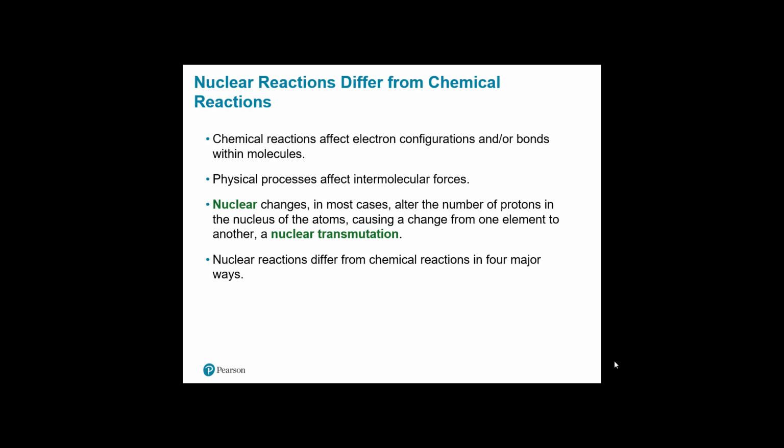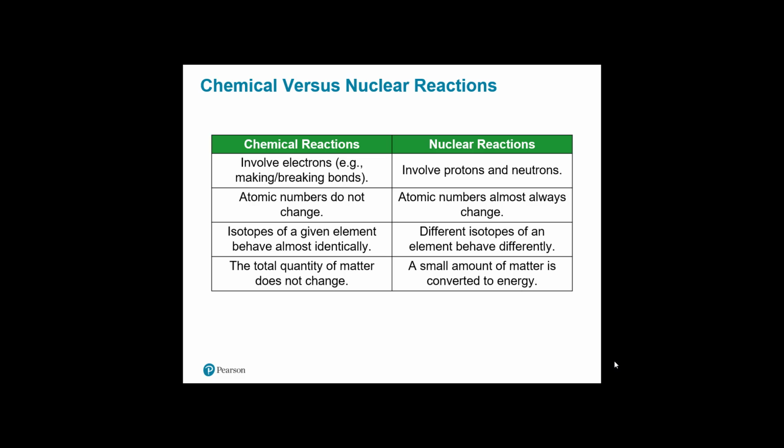I know you're not going to believe me, but it should not be as difficult as when you first had to learn all of that stuff. But it is different. We are dealing with protons, and changing a proton means changing the element. That is what a nuclear transmutation means. So nuclear reactions differ from chemical reactions, and we can look at this.